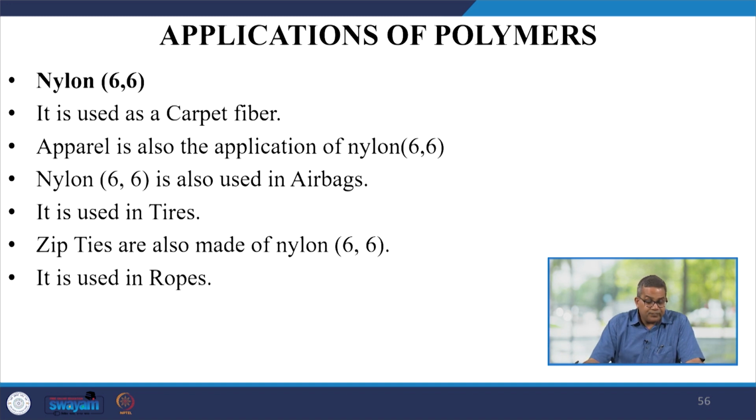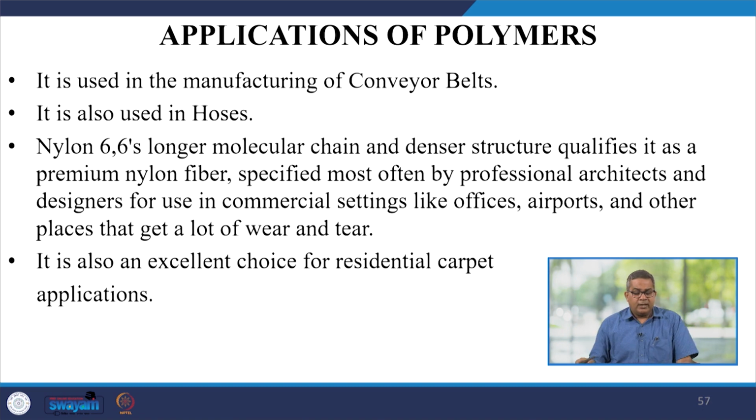Nylon 66. Most frequently, it is used as a carpet fiber, in clothing, apparel, and in tires, airbags, ropes, zip ties. These are all made of nylon 66. It is used in the manufacture of conveyor belts and hoses. It has a longer molecular chain and denser structure.